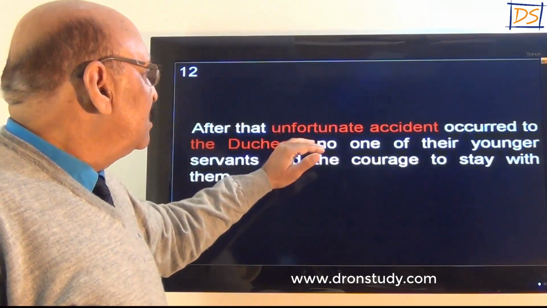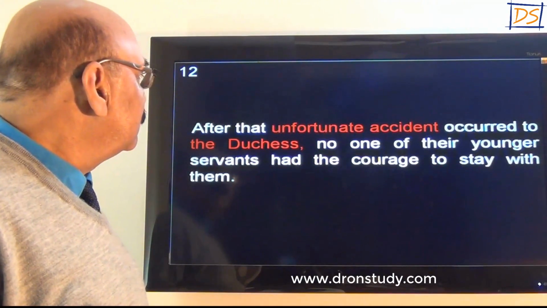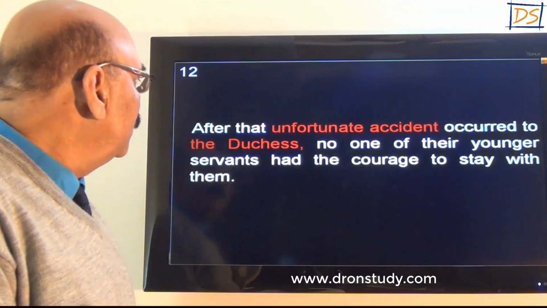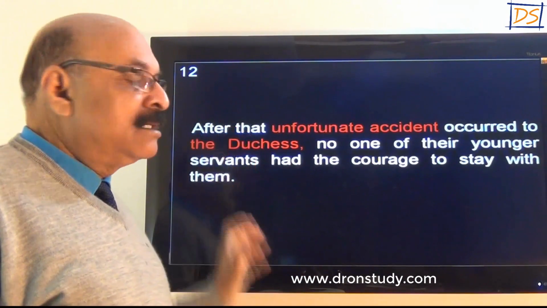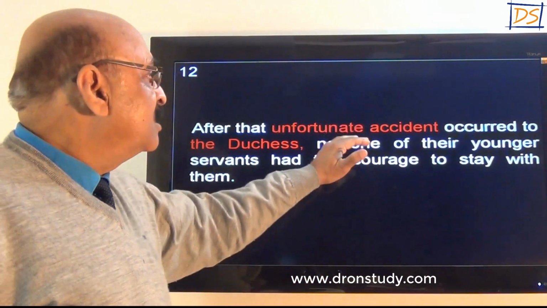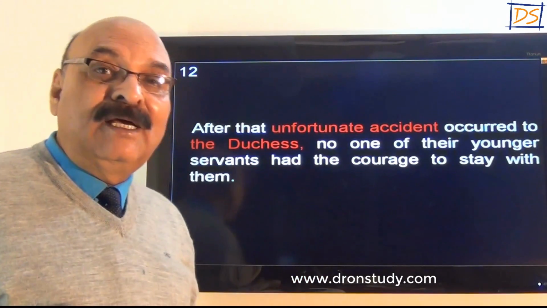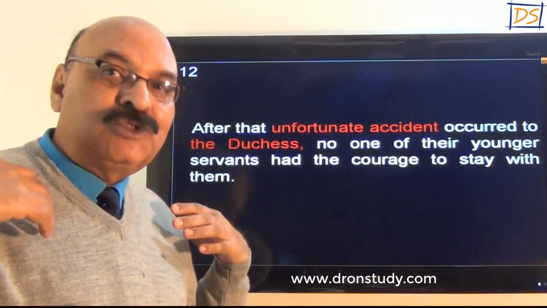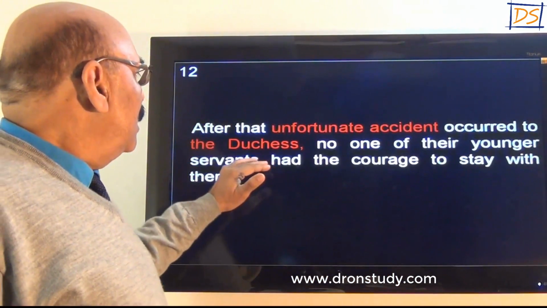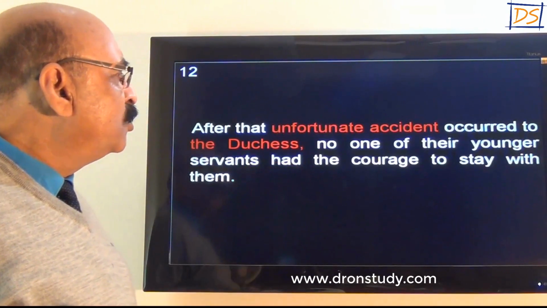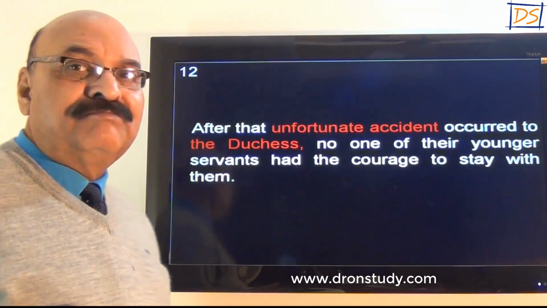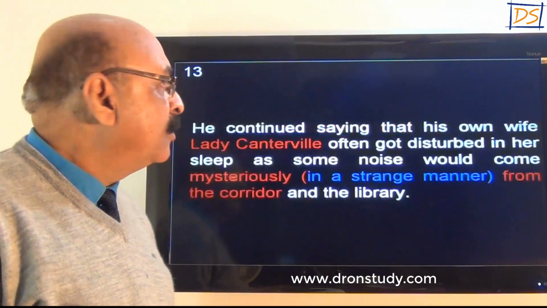After that unfortunate accident occurred to the Duchess, no one of their younger servants had the courage to stay with them, and after that Reverend Augustus saw the ghost, and then the unfortunate accident occurred with the Duchess. Two skeleton hands were put on her shoulders, and she went into a fit. No younger servant had the courage to stay with them. So servants refused to stay in the house.